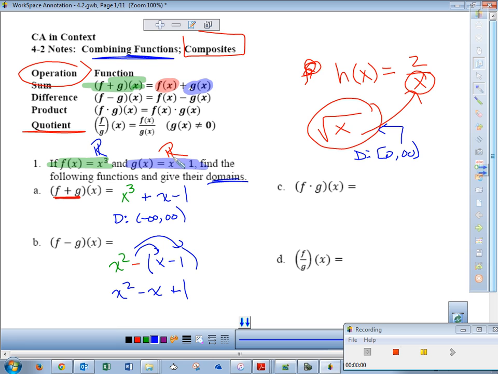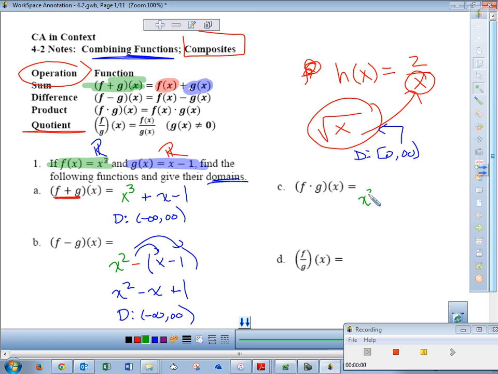Since all reals worked in both original functions, look at it and see if there's any x's downstairs or any even roots. There are not, so our domain is still all real numbers, which we write from negative infinity to positive infinity. Cool with that? Now on this one, they want us to multiply them together.